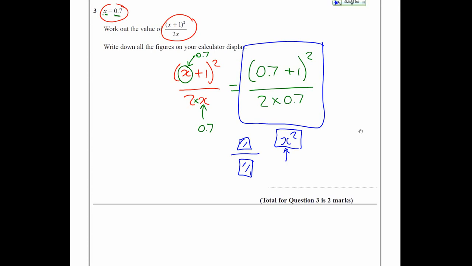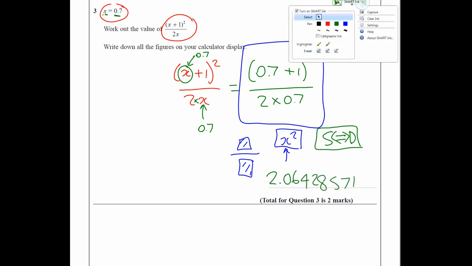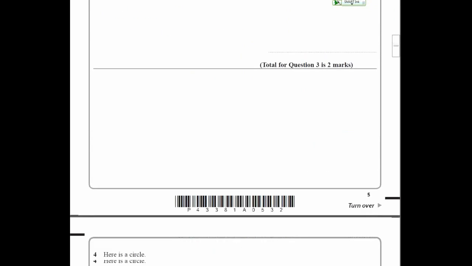If you've got the Casio FX83 GT like me, then it will give you a fraction for your answer, and you need to press the SD button to get it as a decimal. Write down all the figures on your screen. 2.06428571. 2 marks. Okay, let's clear that ink.